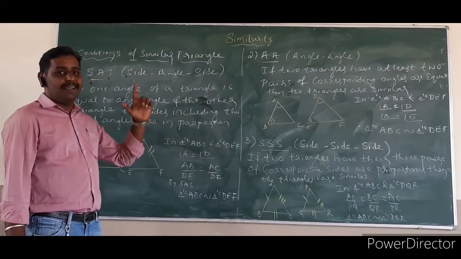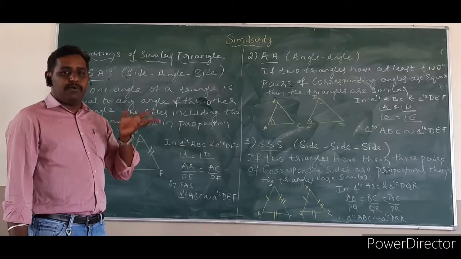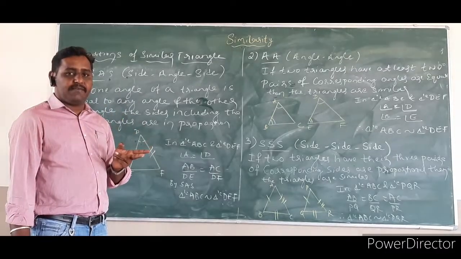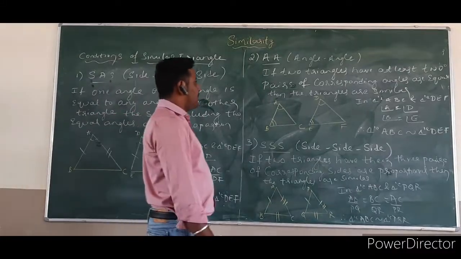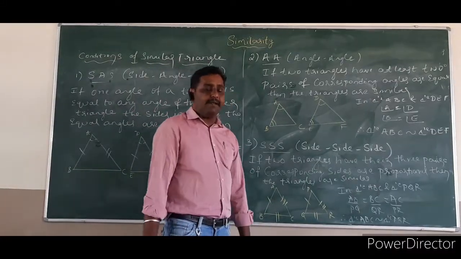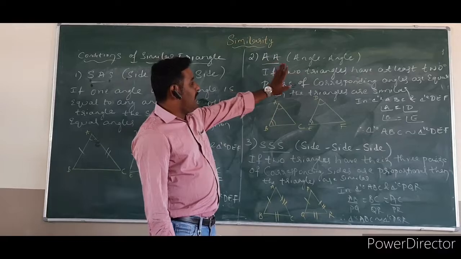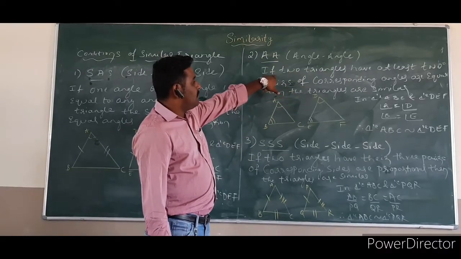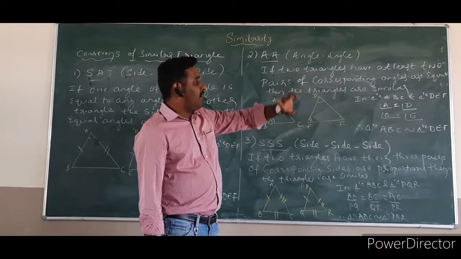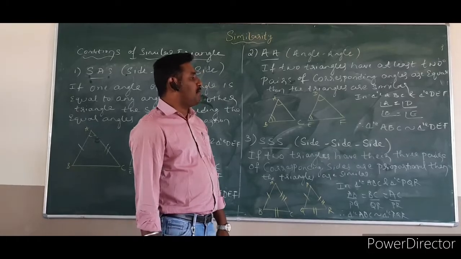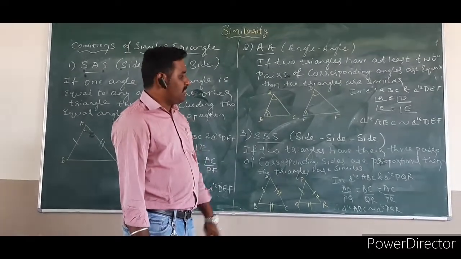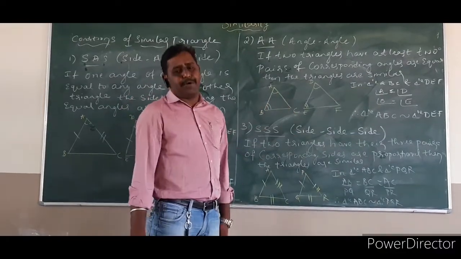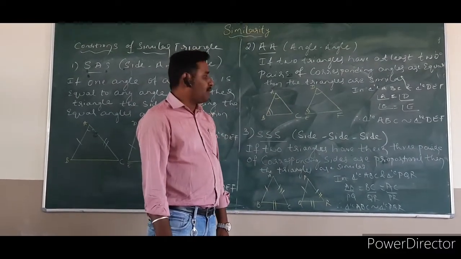SAS means what? Side, angle, side. We have to prove two sides are proportionally equal with the included angle. Next property or test, the angle test. In the angle test, if two triangles have at least two pairs of corresponding angles equal, then the triangles are similar.